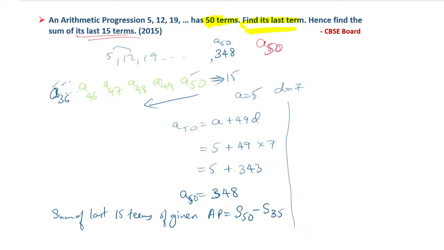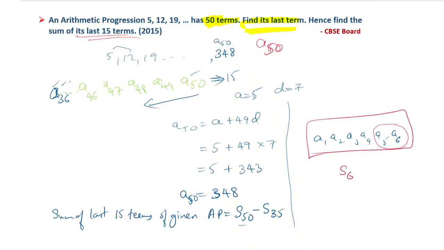Because yesterday I have told you about this. If you want to find the sum of the last 15 terms, you have to take the last term till which one you have to leave. So, for example, A1, A2, A3, A4, A5, A6 we have to find. If I want to find only the sum of the last two terms, I have to take S6, because first I have to find the sum of all, then I have to minus the sum of 4. So we will get the last two terms sum. First you have to find the sum of all, then minus the other.